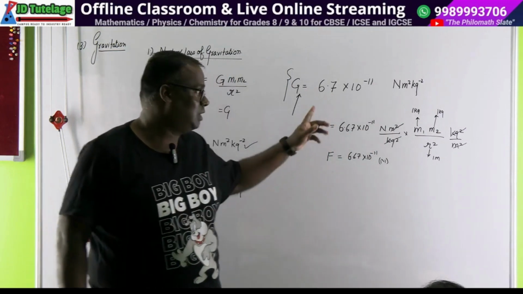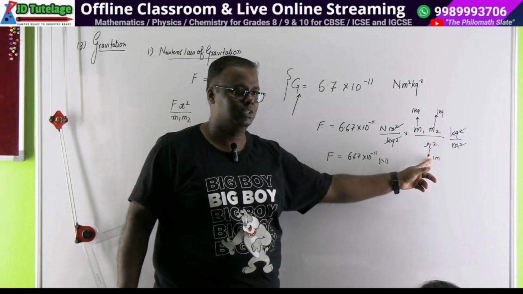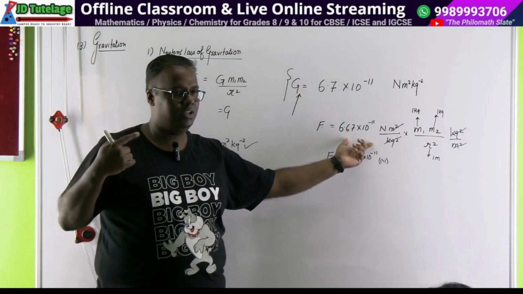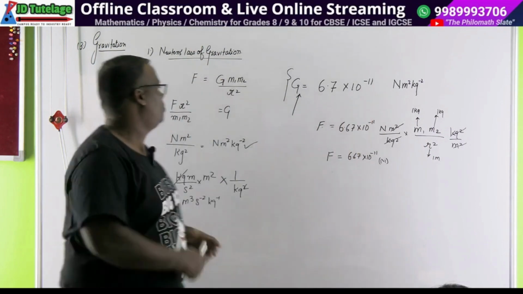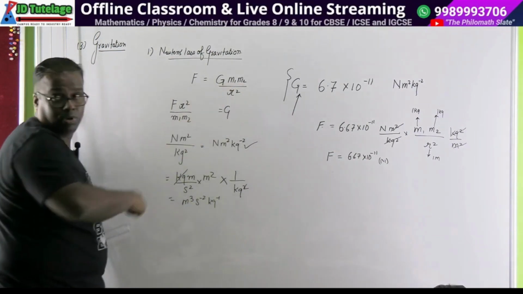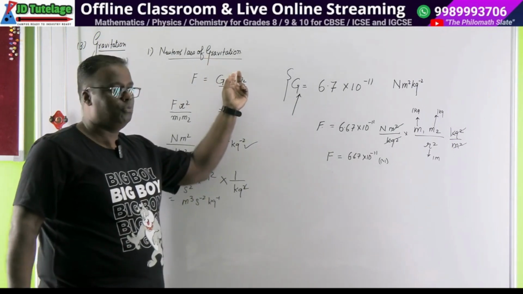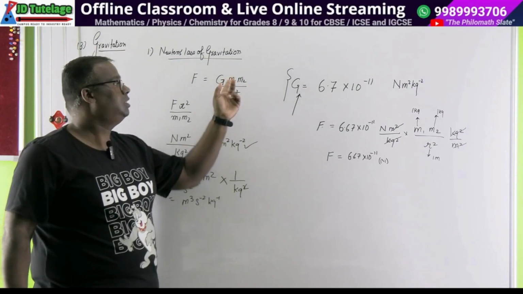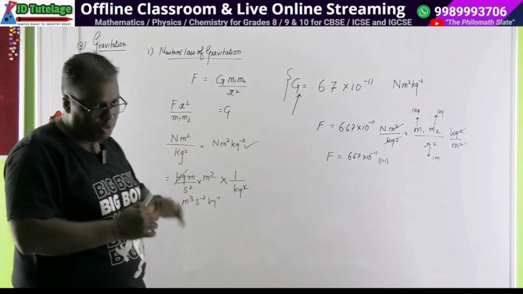G is the force of attraction that exists between two bodies of mass 1 kg separated by a distance of 1 meter. In that case F is equal to G. Does that make sense? F becomes equal to G only when m1, m2 and r square everything becomes 1. So let the first body be of mass 1 kg, let the other body be of mass 1 kg, let them be separated by a distance of 1 meter, then the force of attraction which exists between these two bodies.